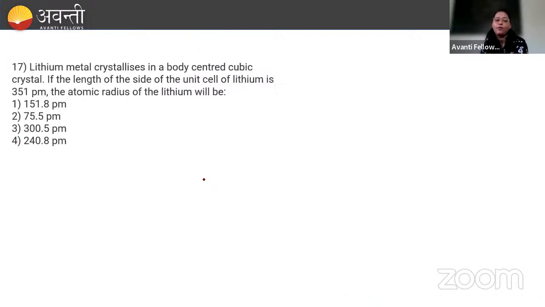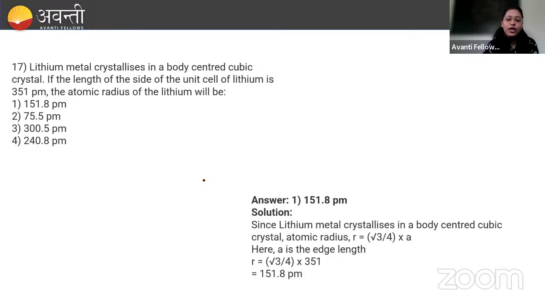Okay, again a similar type of question is there. Lithium metal crystallizes in a body centered cubic crystal. If the length of the side of the unit cell of lithium is this much, the atomic radius of lithium will be? You know the formula for density, right? You can also use the formula for R, which is equal to √3/4 a. हम लोगों को a का वैल्यू दिया हुआ है, easily you can determine the radius. This unit is BCC. For BCC, R is equal to √3/4 a. Directly put the value for a, you will get the answer 151.8. Very simple problem, right?